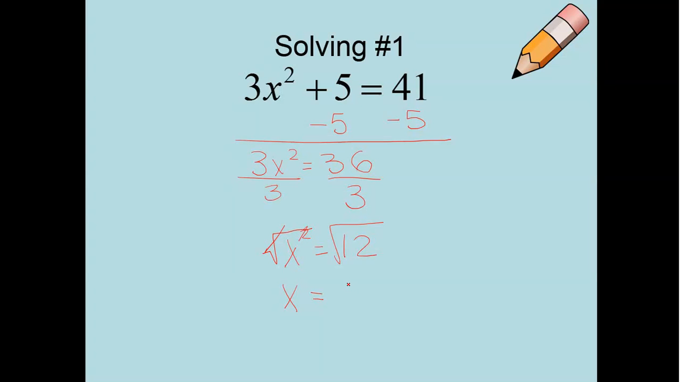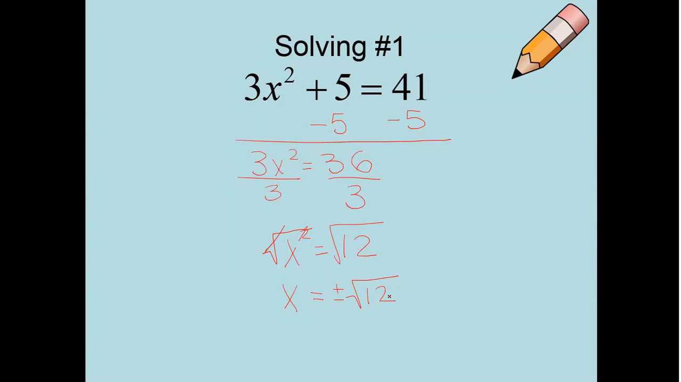Now, if you take the square root of something, you need to definitely make sure that you put a plus or minus in there. Here's the reason. If I square a negative, I get a positive. If I square a positive, I get a positive. So I've got to check for both kinds of answers that could give me 12. So I'm going to have plus or minus the square root of 12.